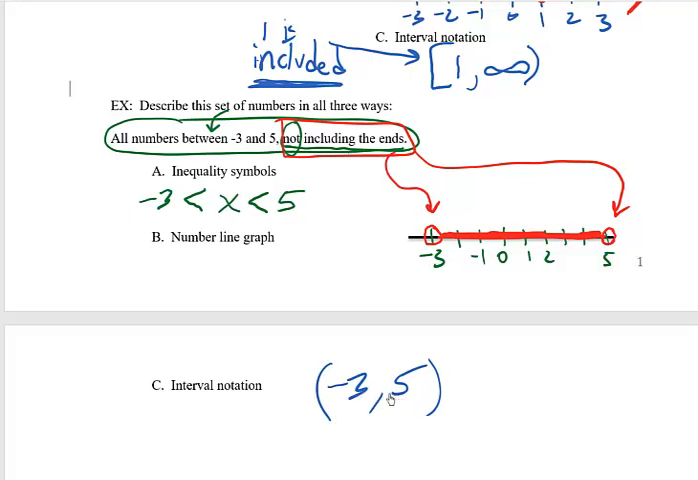I will tell you one very unfortunate thing about this notation is this kind of looks like an ordered pair, right? It is not an ordered pair. It has nothing to do with an ordered pair. In the world of inequalities, this means all numbers between -3 and 5, not including the ends. We'll continue to practice with these three ways of writing inequalities as we go through the lesson.